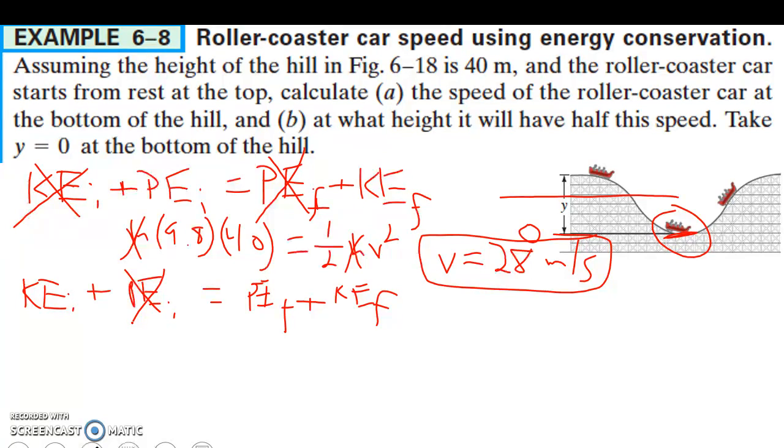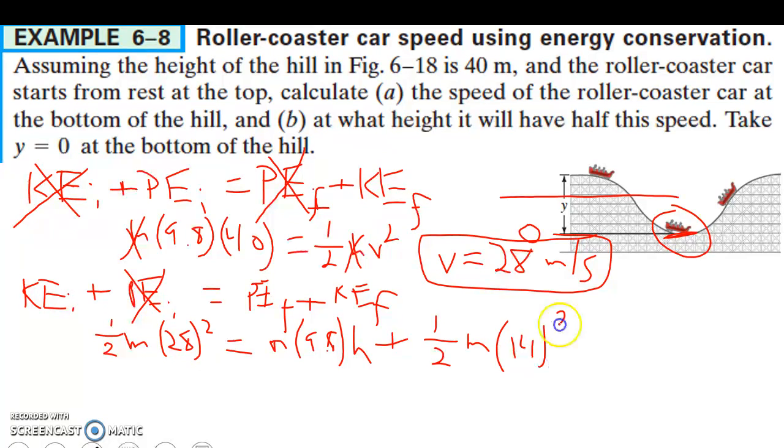All right? And I'm going to say I have 1/2 m 28 squared. We go halfway up, which is half its speed, but we don't know what that height is. We do have potential energy at the final, and it's going to be m times 9.8 times our height, which we don't know. So we don't know m or h. And then we know half the speed. Half of 28 is 14. And we go 14 squared.